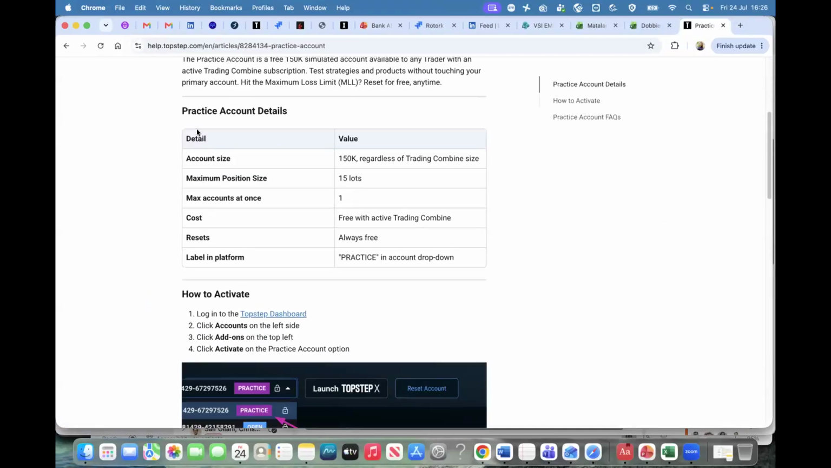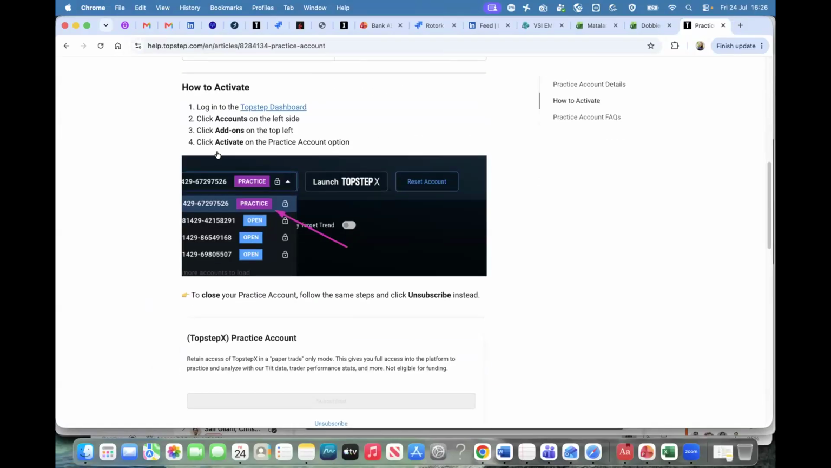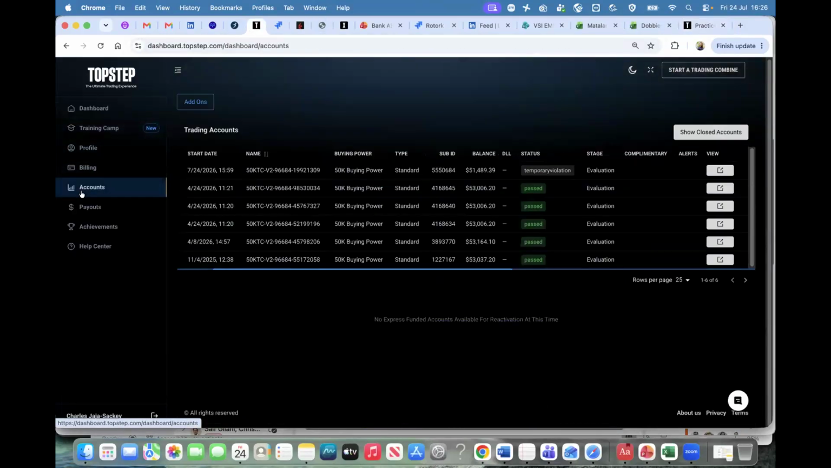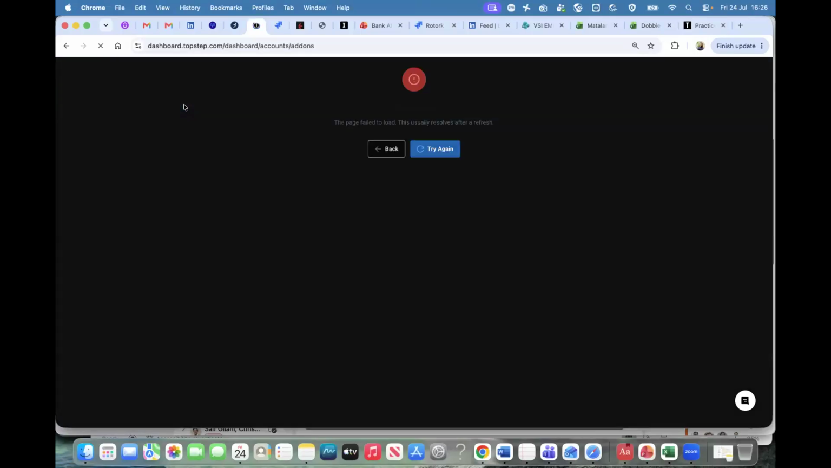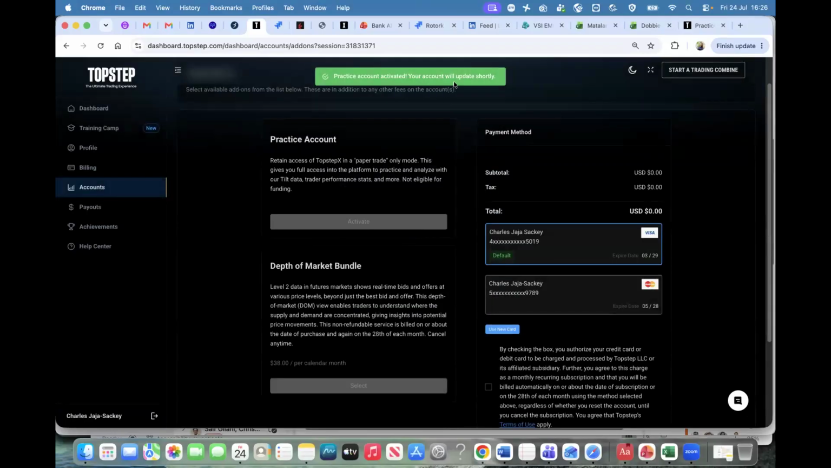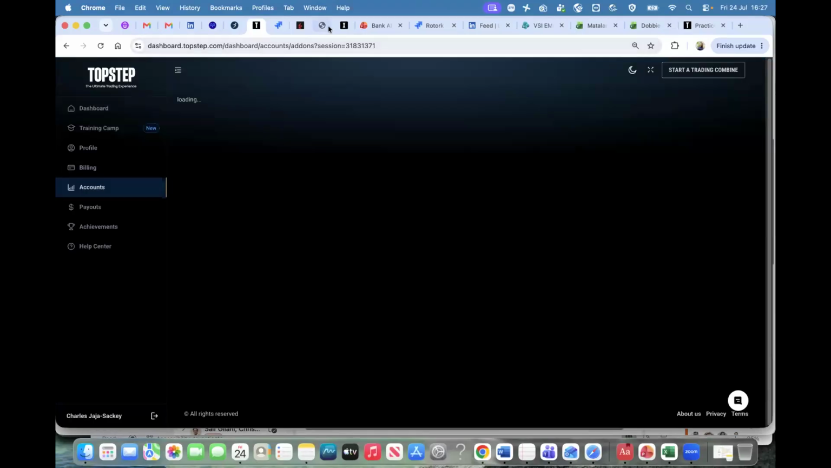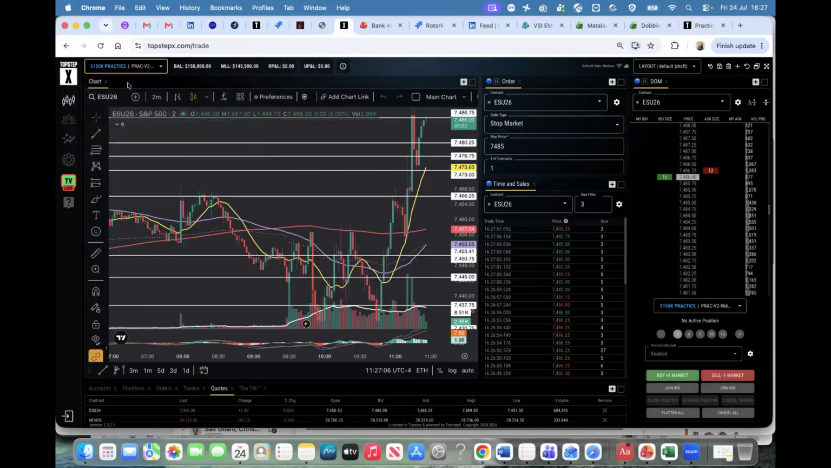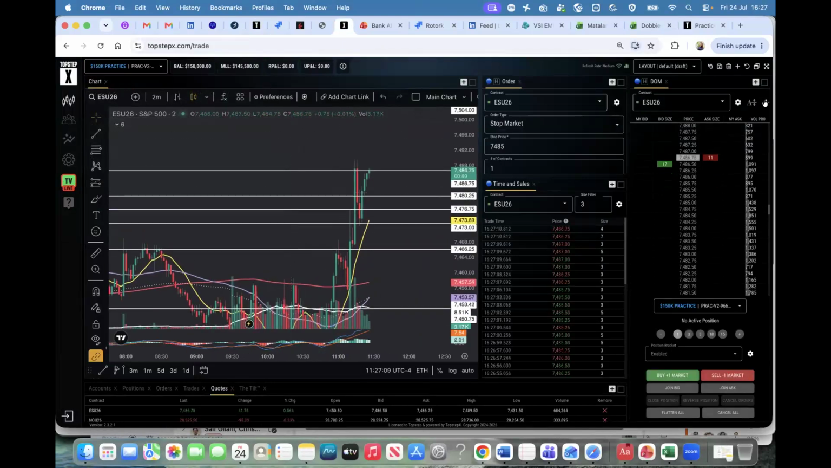Okay. Login. And then click on TopStep dashboard. On the left side, click accounts and then add-ons. So accounts. And then add-ons. Where's the add-ons? Here, add-ons. Okay. And then practice account activate. And then yes, activate. And then it's activated. So then you can come here and pick the practice account here, 150. I've picked it. It's practice. So I can start trading.